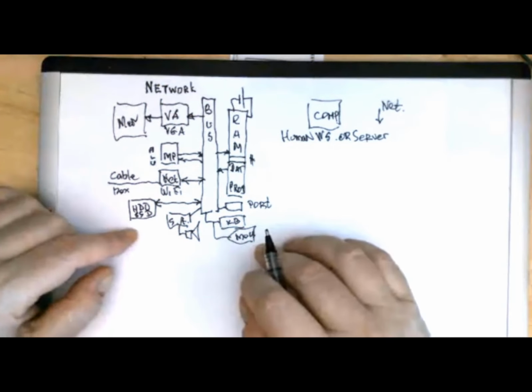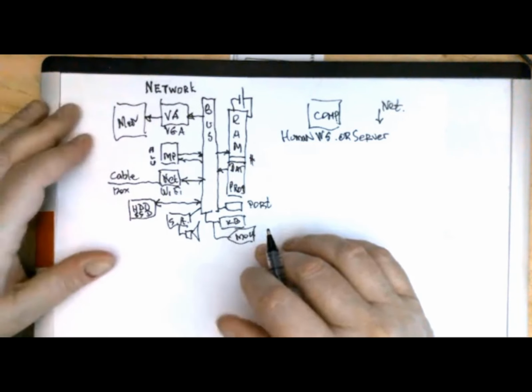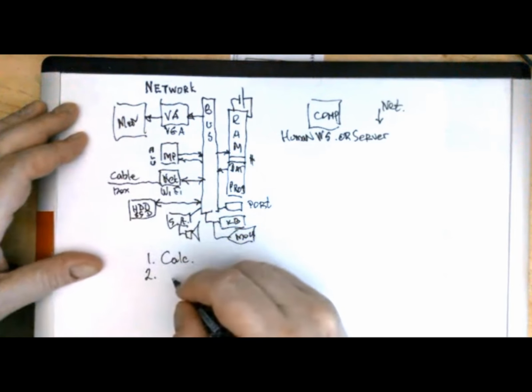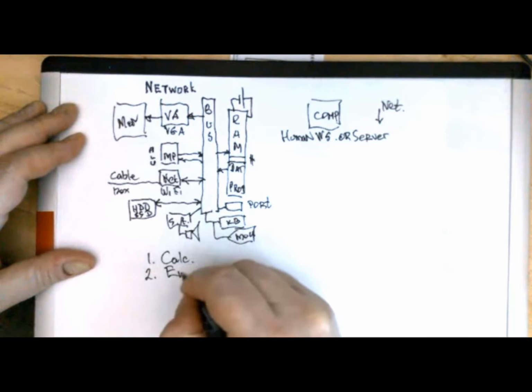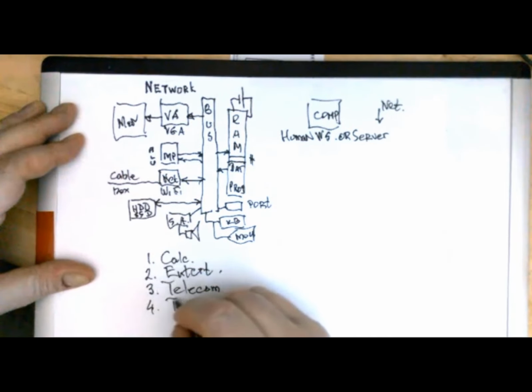So, computer. What can a computer do? A computer does a few things. First, it's calculation. Second is entertainment, display. Third, telecommunication. And fourth is technology control.